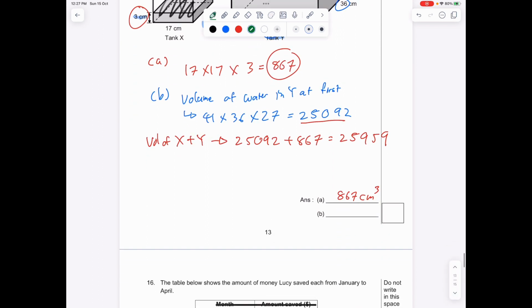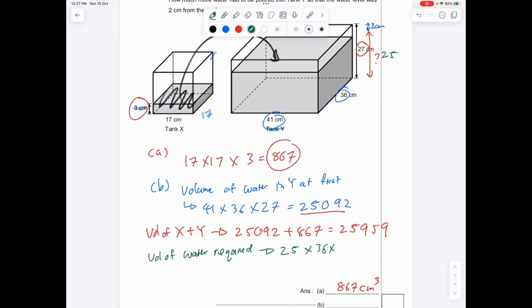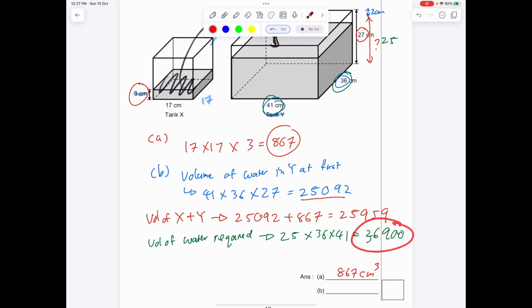So therefore, I want to find out the volume of water required. That would be 25 times 36 times 41. And then my answer will be 36,900. Okay, and then now I will take what is required subtracted with what I have to find out what is the amount of water needed.